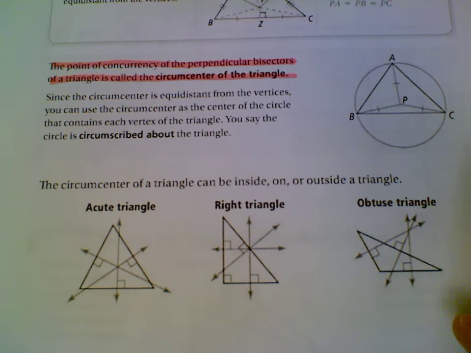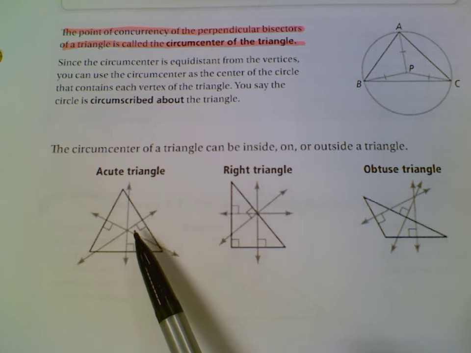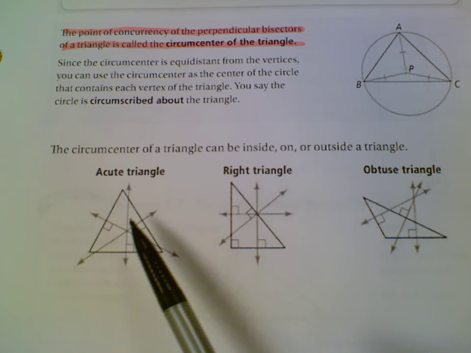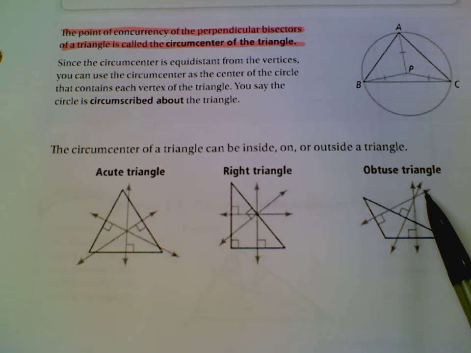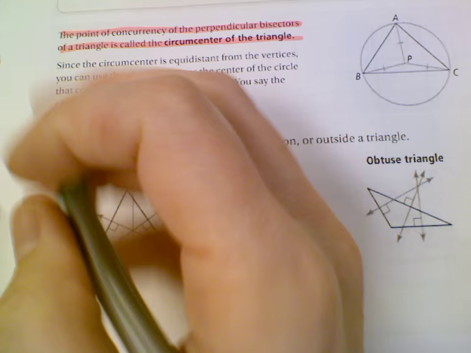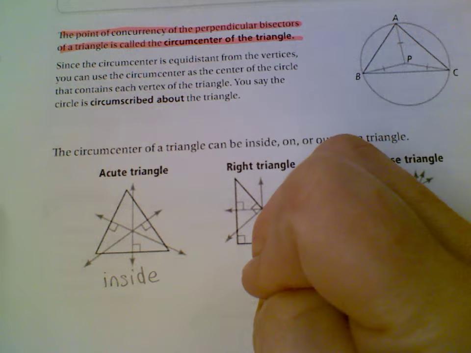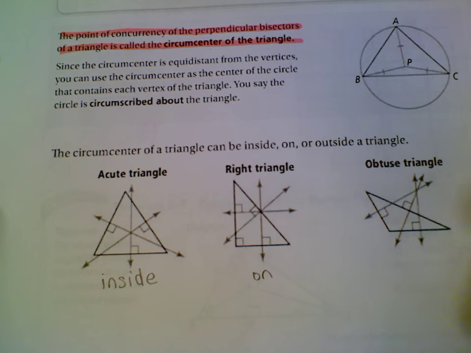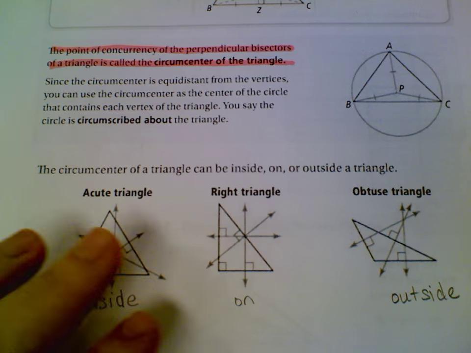So just a couple key points: if I have a circumcenter, if it's an acute triangle, the circumcenter will be inside. If it's a right triangle, my circumcenter will be on the triangle, and if it's obtuse, then it's outside. So you may make just that note so that you know what these pictures are indicating. For acute, it's inside. For a right triangle, it's on it. And for an obtuse triangle, it is outside of it. Just for you to have reference.